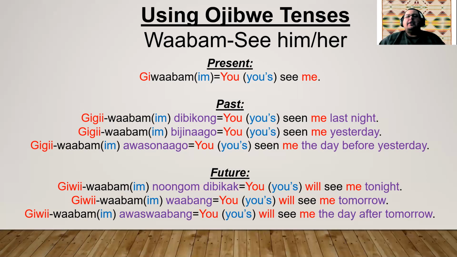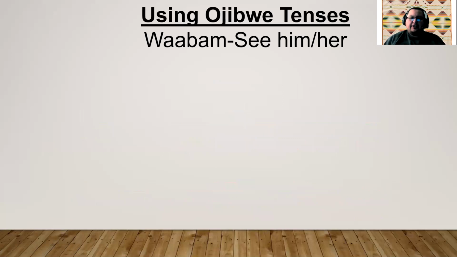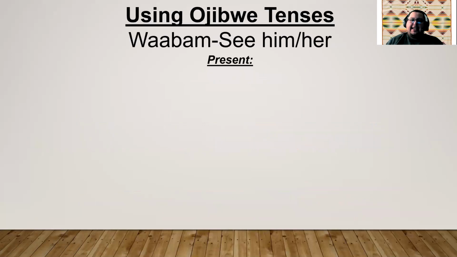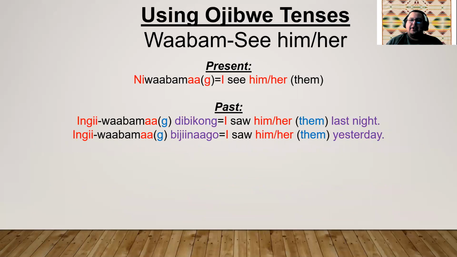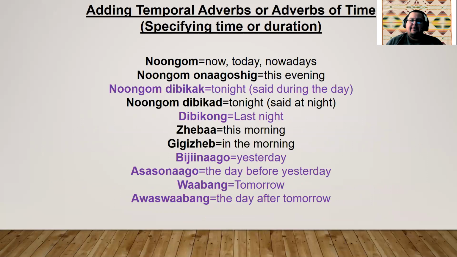So I hope this kind of put some things into perspective. Again, you can use any of these and plug them into our conjugated verbs, and these are called temporal adverbs. You can use nongam. You can use jeba, talking about past tense, this morning. You can use gigajeb, talking about future tense. Anything like that, you can plug in any of these times of day.